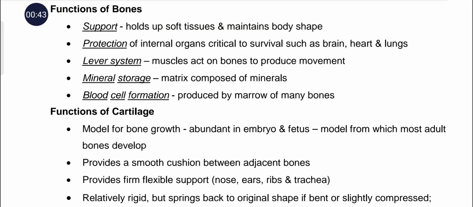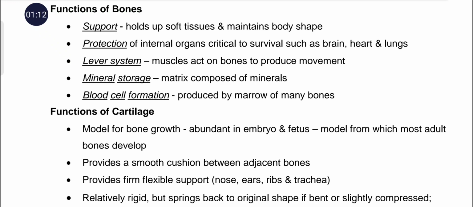Next, the skeletal system also acts as a lever system wherein the muscle acts on the bones to produce movement. The skeletal system also acts as a reservoir for mineral storage, for example, calcium, phosphates, etc. So, the matrix of the bones is composed of minerals. The skeletal system is also a place for blood cell formation. The blood is formed in the bone marrow.